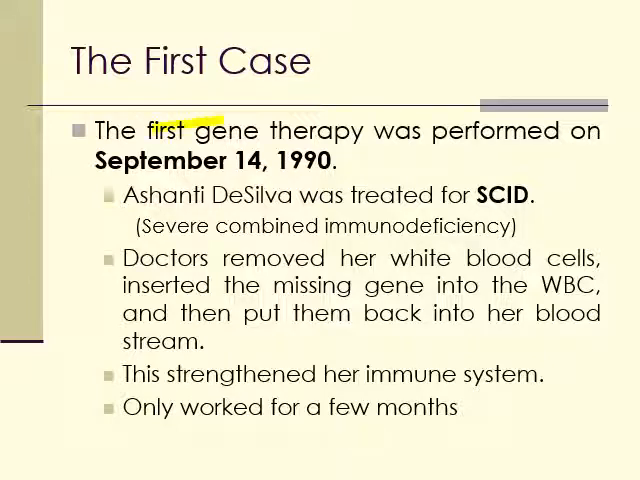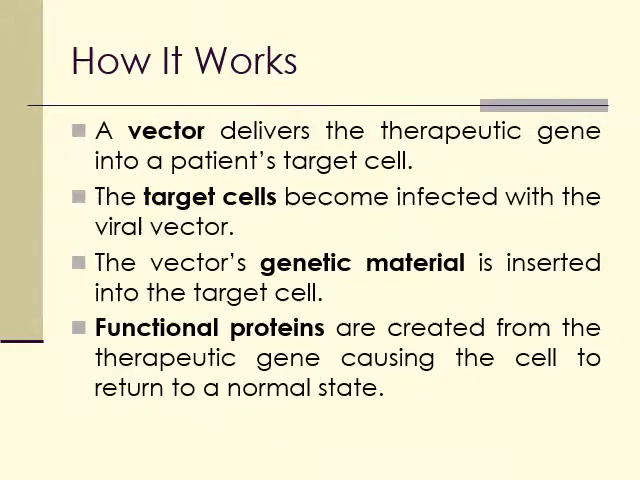So the first gene therapy was performed on September 14, 1990. Ashanti de Silva was treated for SCID, or severe combined immunodeficiency. The doctors removed her WBCs, inserted the missing gene into the WBCs, and then put them back into her bloodstream. With that procedure, they strengthened her immune system, but it only worked for a few months.